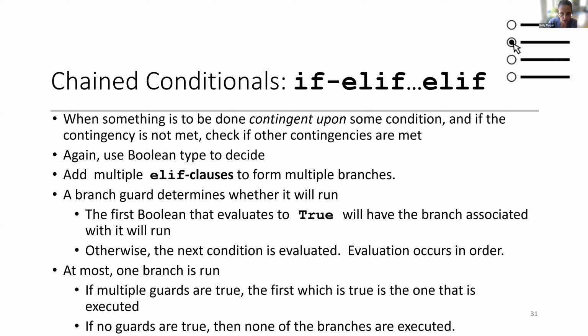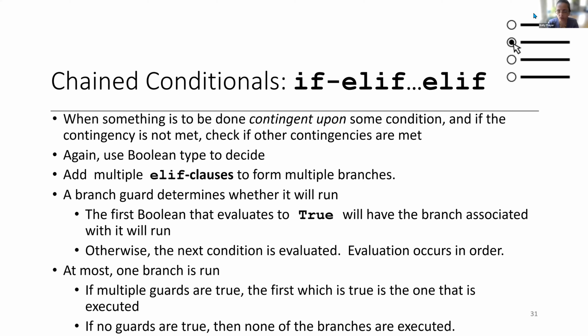That brings us now to another structure, and that is the chained conditionals. The chained conditionals have the form if, elif, any number of times. We could have a bunch of elifs. When something is to be done contingent upon some condition, and if the contingency is not met, check to see if other contingencies are met. Again, we're going to use the Boolean type to decide. It's kind of like multiple choice.